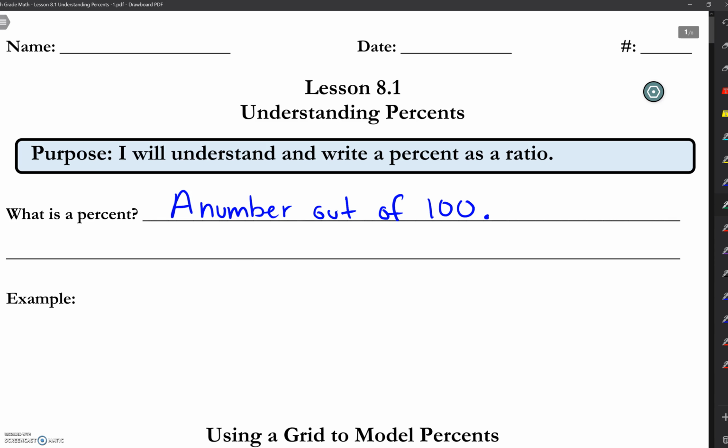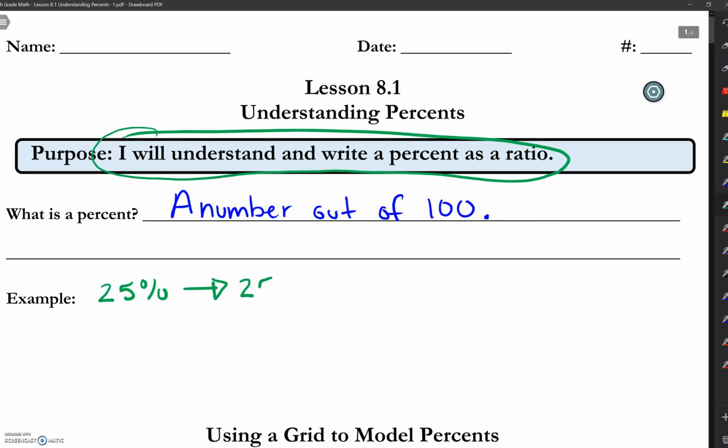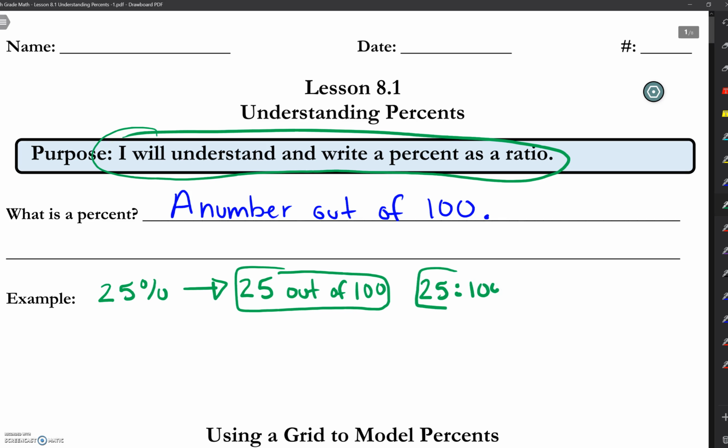Okay, so now that we have our definition of what a percent is, I want to remind us of our purpose. I will understand and write a percent as a ratio. So here are some examples. If I took 25%, what this means, it is a ratio, and it's 25 out of 100. Okay, here's word form. I could also do it as a ratio form, 25 colon 100. I could also do it as a fraction, 25 over 100. And now this is going to be the most common way that you're going to see percents.